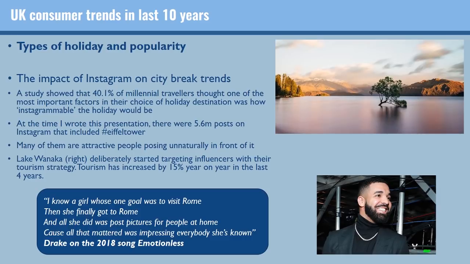I don't think I've ever referenced a Drake song on a YouTube video before, but my students will know I try to reference culture as much as I possibly can. There's that verse in the song Emotions from his latest album that talks about a person he knew who had the goal of visiting Rome, but when they got there, all they really wanted to do was impress the people at home, posting good pictures of Rome on Instagram, because that was more important to them than actually enjoying their holiday.